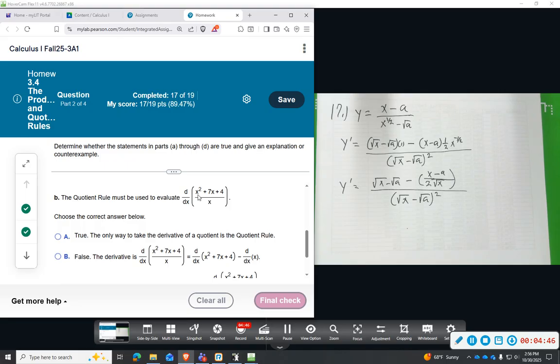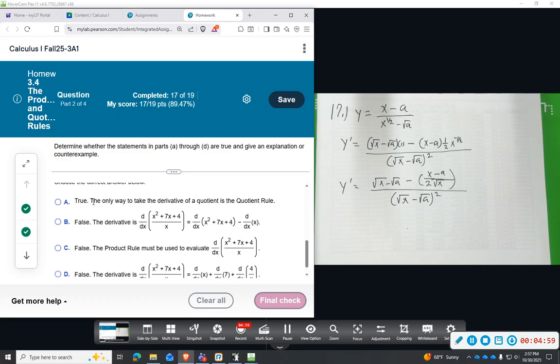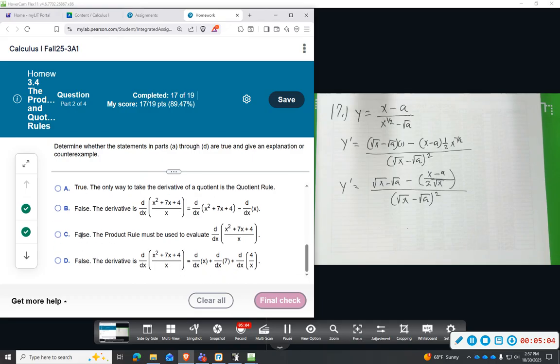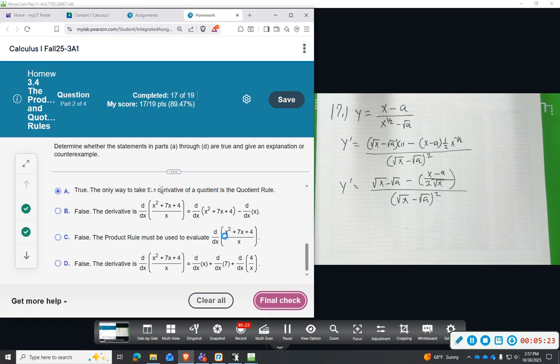This is the quotient rule, and they are saying the quotient rule is used to evaluate this. So yes, that would be true. It says the only way to take the derivative of a quotient is the quotient rule, and then it says false. We could do, nope, that would not be true. Product rule, nope, and it says false, and it looks like it's trying to do them each separately. So no, it would just be A. Gotta use the quotient rule.